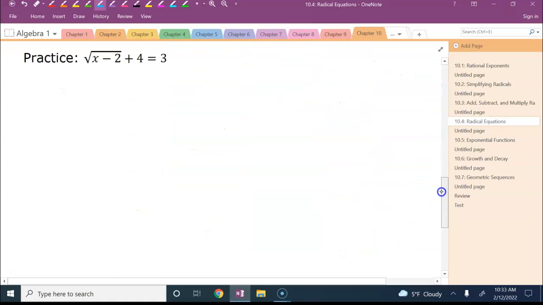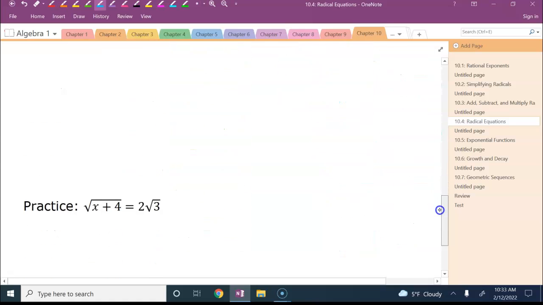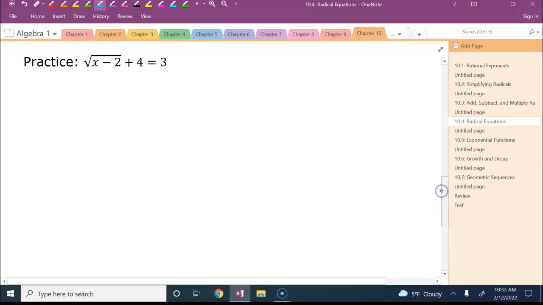So I want you to pause the video at this point and do this practice problem and this practice problem, and then come back and watch for the solution.